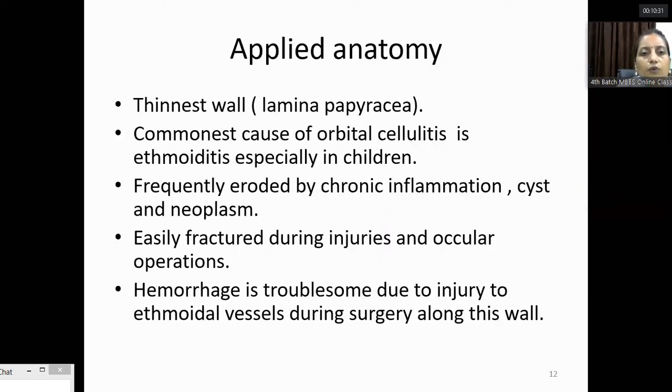It is the thinnest wall, which is called the lamina papyracea, a very thin wall, and it is the commonest cause of orbital cellulitis, that is ethmoiditis, especially in children. It is frequently eroded by chronic inflammation, cyst, and neoplasm. It can easily be fractured during trauma, injuries, and ocular operations. Hemorrhage is troublesome due to injury to the ethmoidal vessels during surgery along this wall. Though it is the thinnest wall, it is easy to do the surgery.